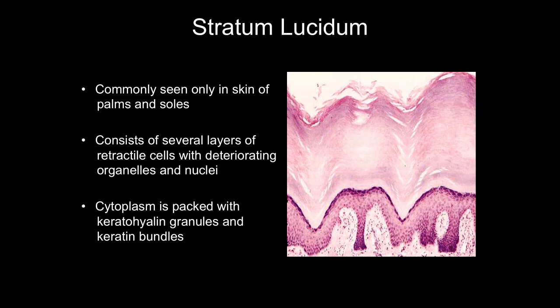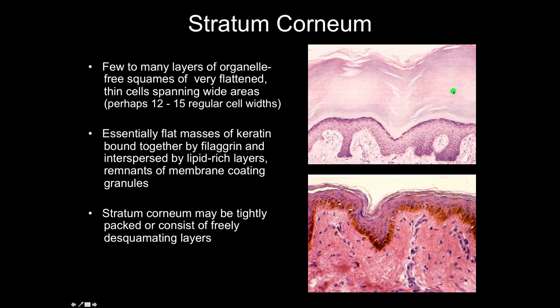Now, on exams, I'll expect you to recognize the stratum corneum and thick skin, but I actually won't ask you to pick out the stratum lucidum. The stratum corneum, here you can see it on thicker skin or a thicker region of the epidermis like this, again consisting of a dead cell layer, and here the stratum corneum on a thinner portion of the epidermis. The stratum corneum consists of a few to many layers of organelle-free squames, of very flattened, thin cells. These cells are actually very wide. They may actually span 12 to 15 regular cell widths.